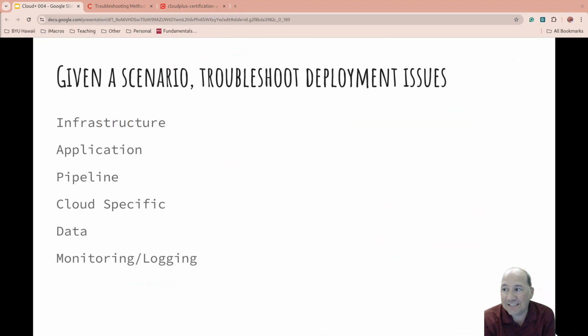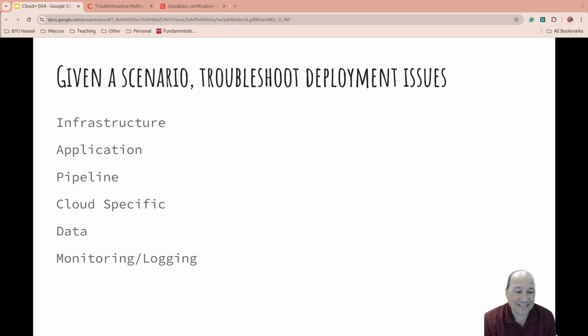So given a scenario, troubleshoot deployment issues. This is where we need to think about things like infrastructure. Is there a networking problem? What's the possible issue? Did it not get its IP? Is there an issue with DNS, DHCP? Trying to identify what issue we have and slowly troubleshoot it.